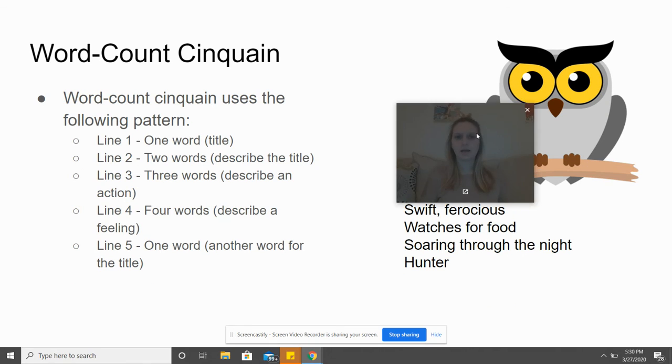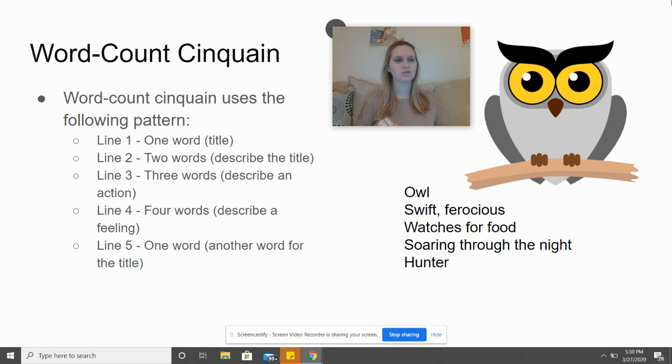Okay, the next is another poem. It's a word count Cinquain, and so the syllables like the last one that we had just looked at. It uses the pattern that's listed on this screen. This is an example. There's no found author, so I'm just going to go through and say it. Owl, swift, ferocious, watches for food, soaring through the night. Hunter.